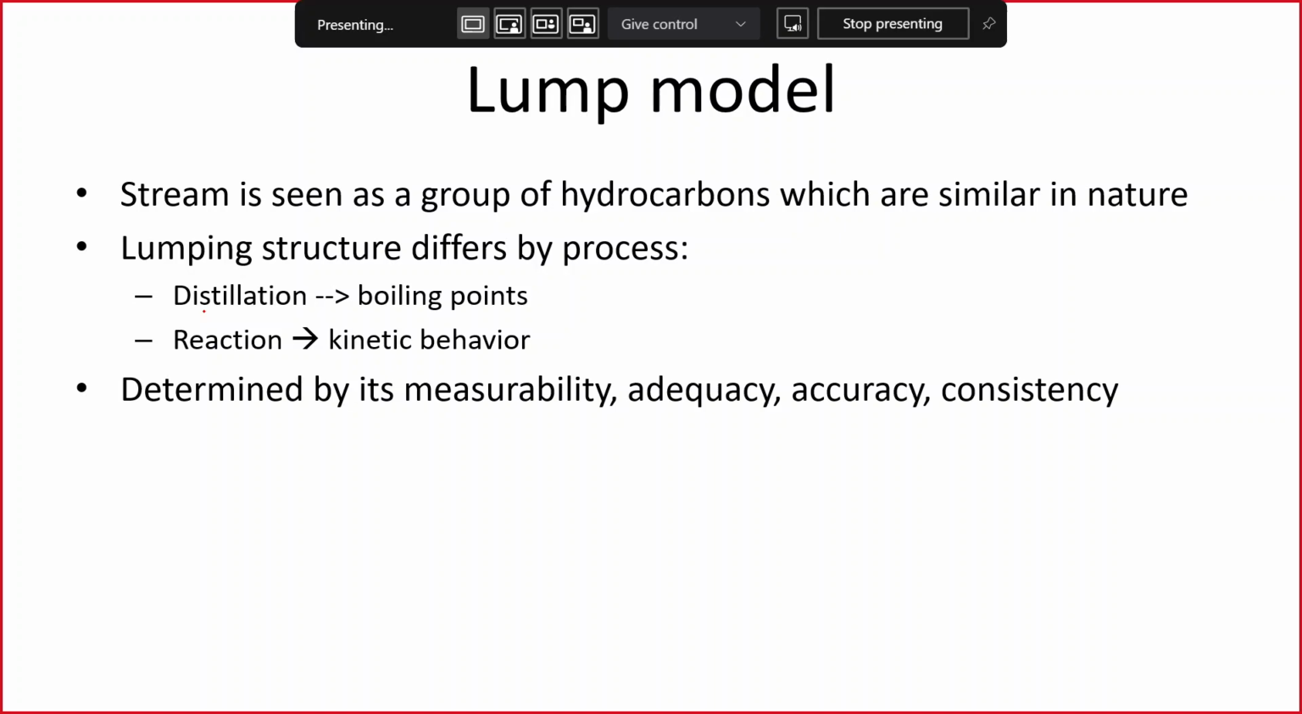We can then make this lumping model more detailed. For example, we can lump this as naphtha, or we could also lump it as light naphtha and heavy naphtha. That's the second approach. Number one is naphtha, number two is light naphtha and heavy naphtha. And then the third one may be paraffin light naphtha and then isoparaffin light naphtha. You could do so. It depends on what you want to do.